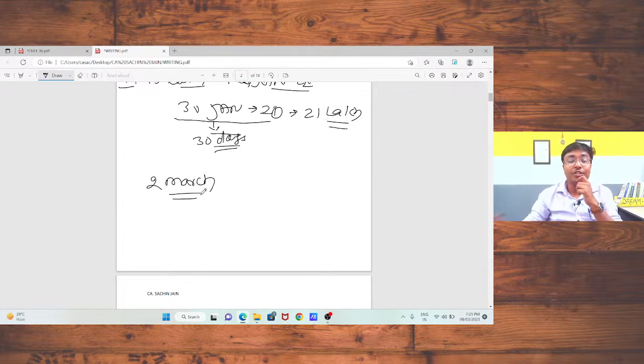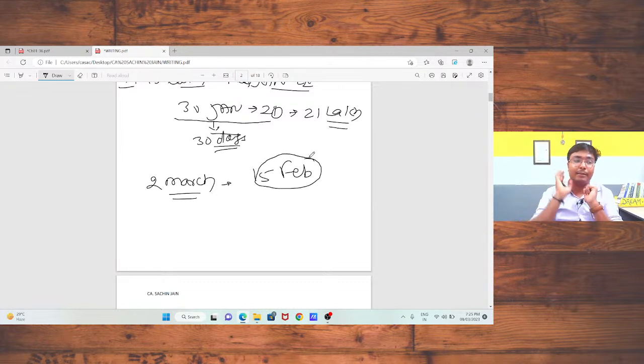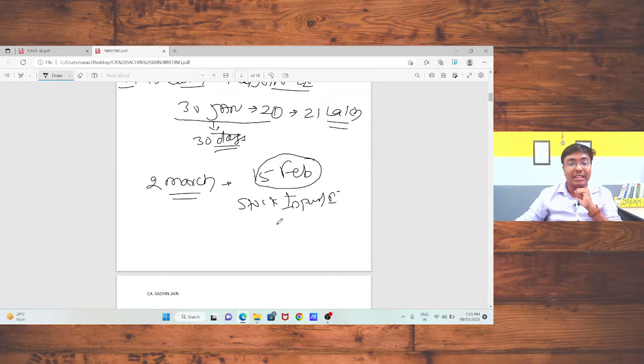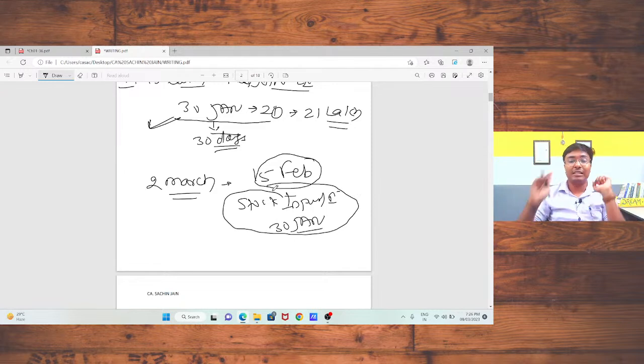I need to take the registration by 2nd of March. If I had applied for registration on 15th of Feb, that is within the time limit prescribed, in that case, all the stock, whether it is an input or an input service, which is available in my hand on 30th January, that is the date of my liability, I am eligible to take the input tax credit on all the stock.